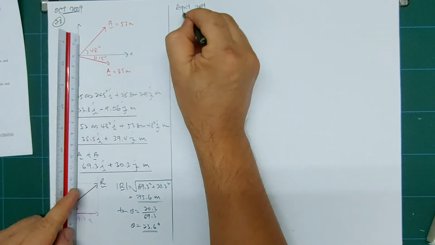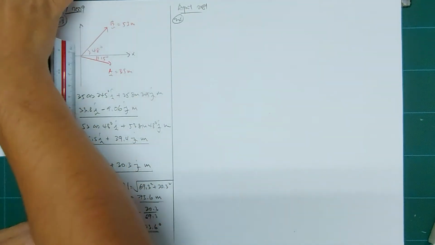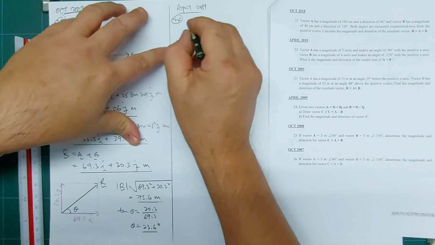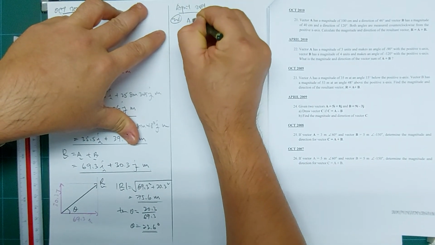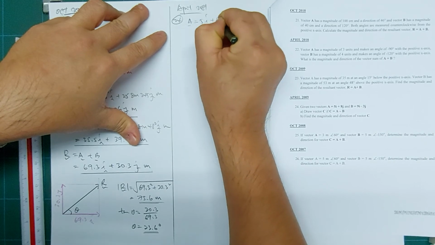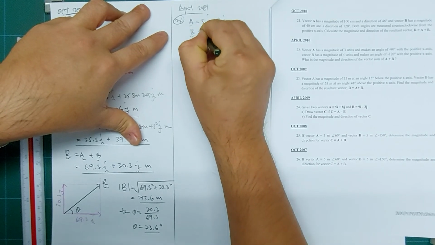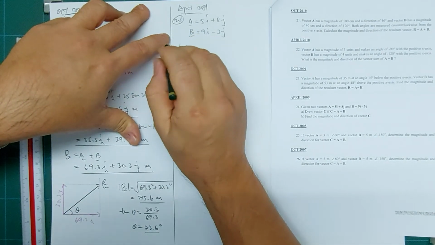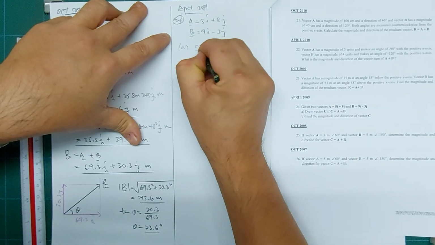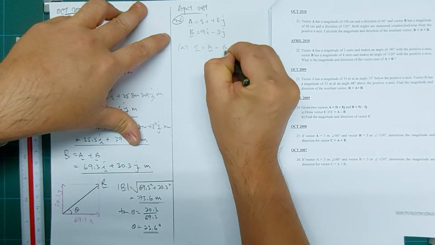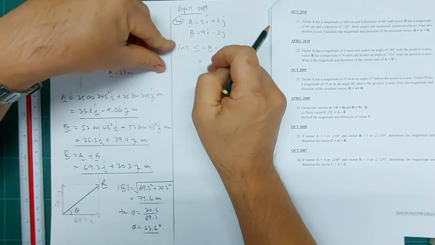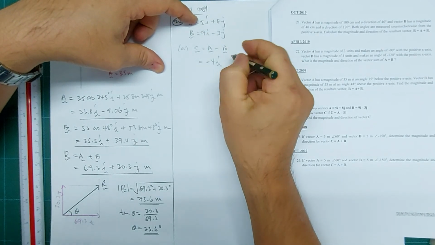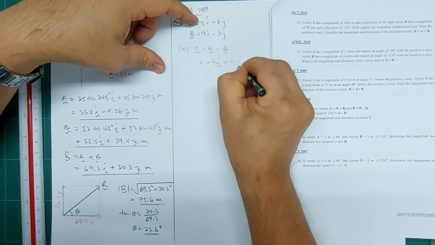Okay, April 2009. That's question 24. You're given two vectors: A is 5i plus 8j, and B is 9i minus 3j. Draw vector C equal to A minus B. So we subtract them first. A minus B: 5 minus 9, you get negative 4i, and minus negative 3 becomes summation, 11j.